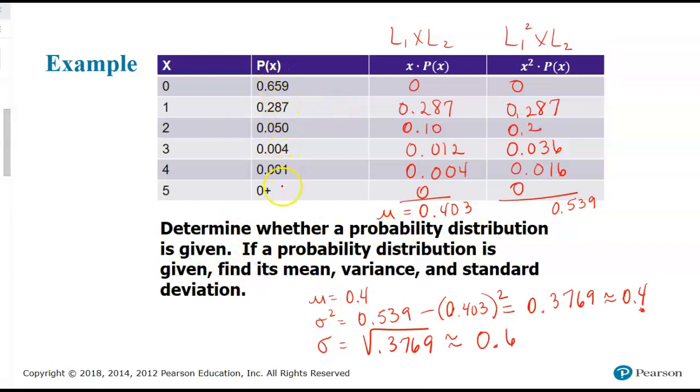All these are between 0 and 1. They add up to 1 or pretty much 1 with some rounding issues, and then all of these are numeric.